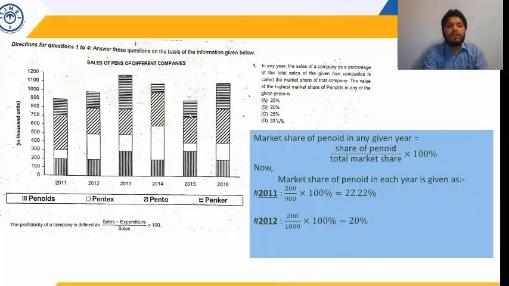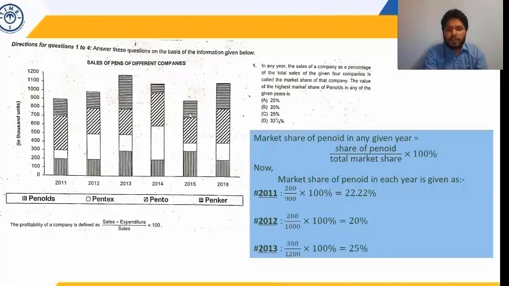In 2011, what is the sale of Penoids? In 2012, Penoid sale is 200 and total sales is 1000. So the sale of Penoids in 2012 is going to be 200 divided by 1000, and for percentage we have to multiply it by 100. So again it is going to be 20%.